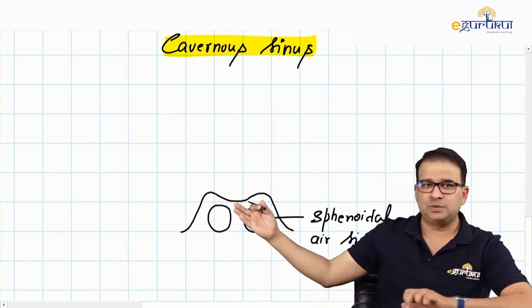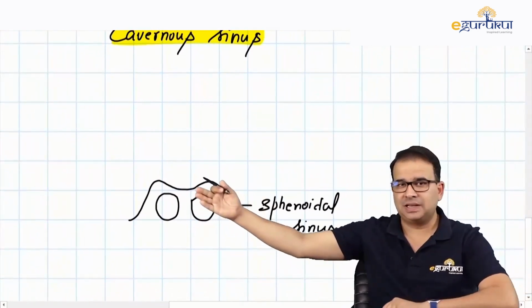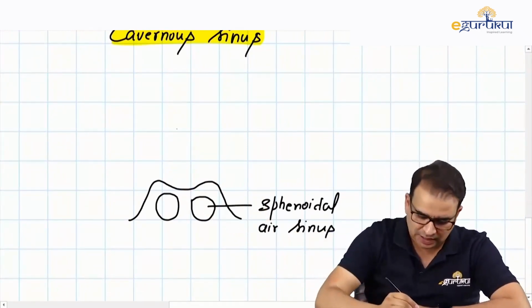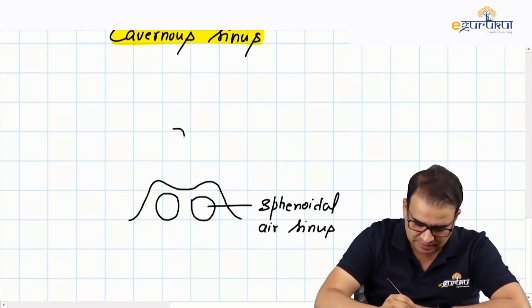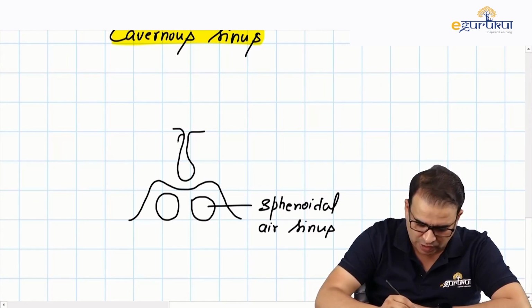Obviously, this depression here is what? The depression is the sella turcica, that is pituitary fossa, where you will see the pituitary gland present. This here is the neurohypophysis, and let's say this is the adenohypophysis.